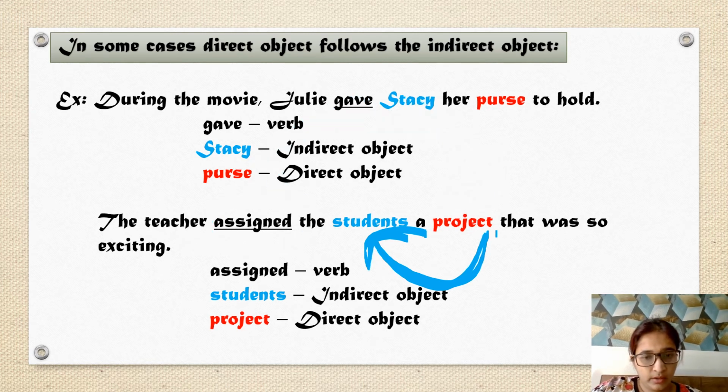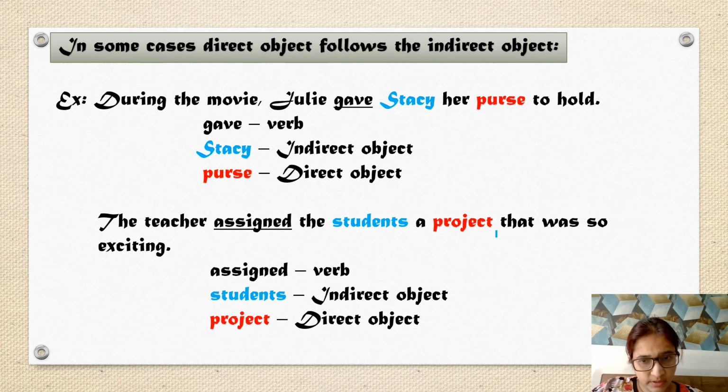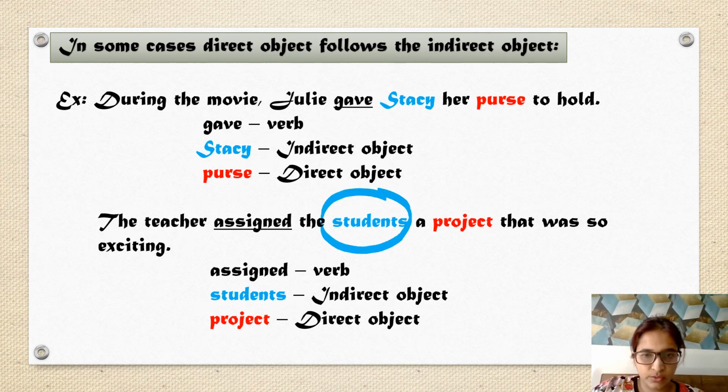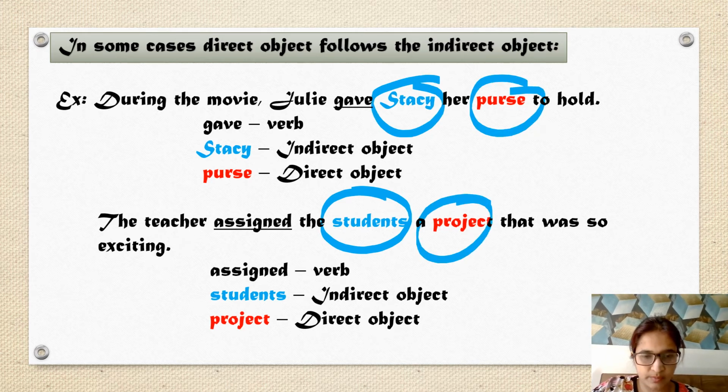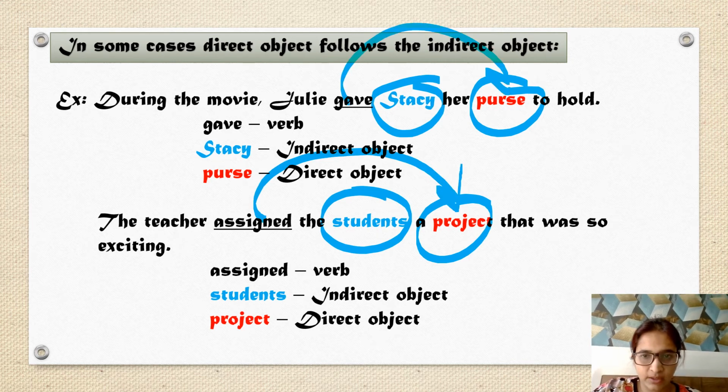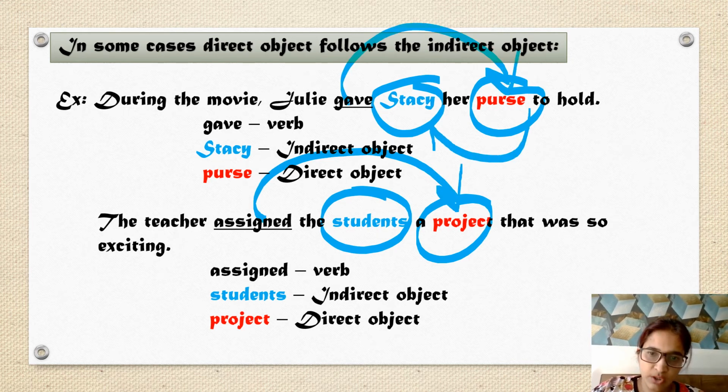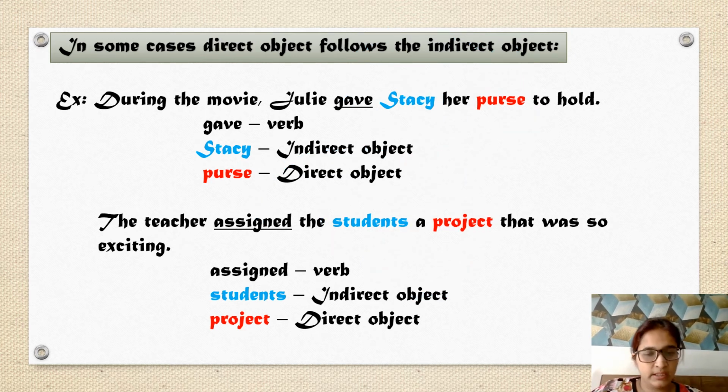In the next case that's going to follow, we are going to learn about nouns which are going to be used as indirect objects, which you have already seen here: students and Stacy were indirect objects, whereas project and purse were direct objects, because the verb was directly indicating the direct object and it was being given to the indirect object. So that's how we define whether a noun is being used as a direct object or an indirect object.